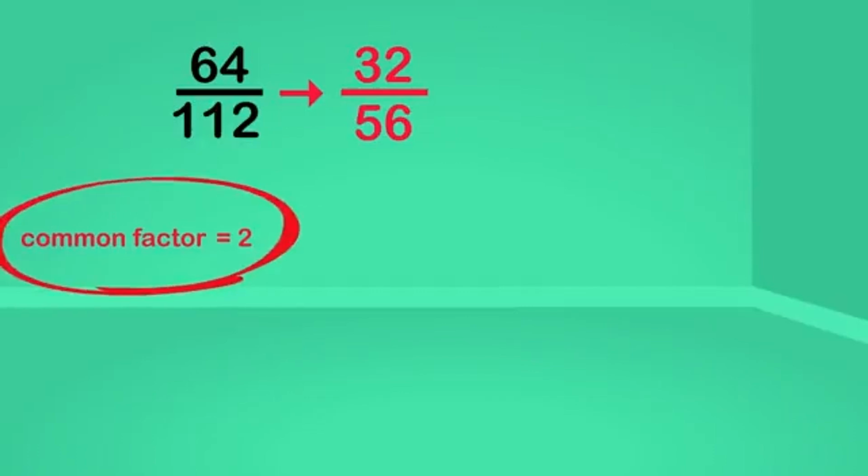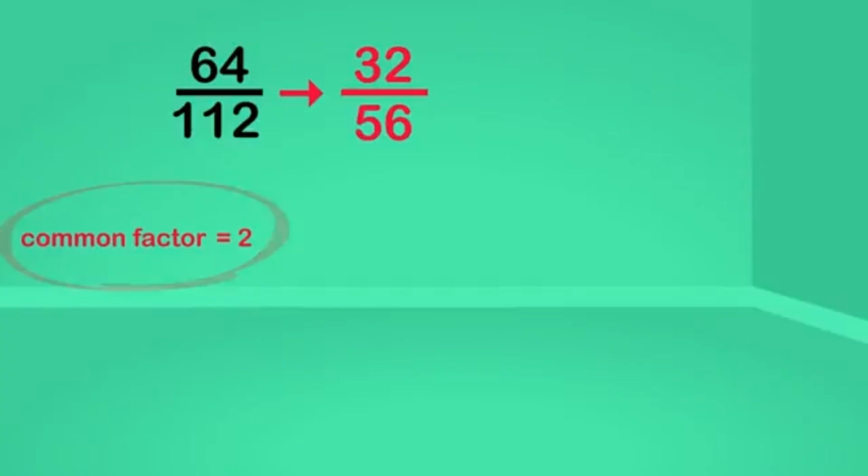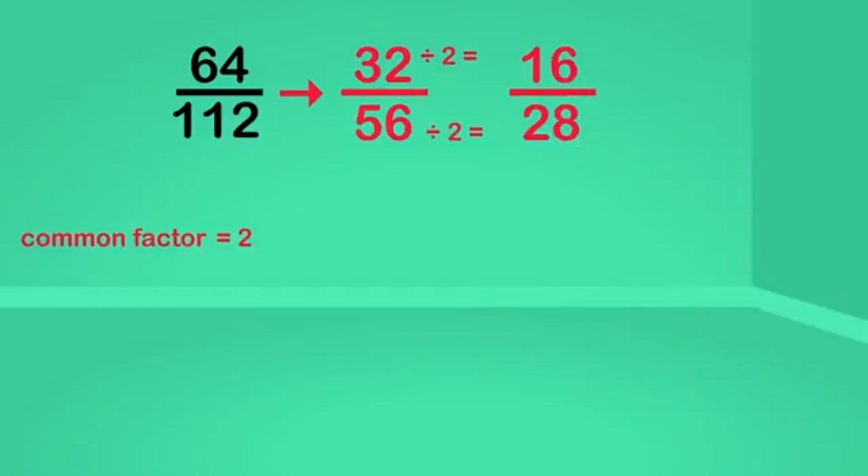Both can still be divided by 2. 32 divided by 2 is 16. 56 divided by 2 is 28. We can divide further still. We could divide by 2 again, but now I can see a larger common factor. Can you see it? 4. 4 is a factor of both the numerator and the denominator.